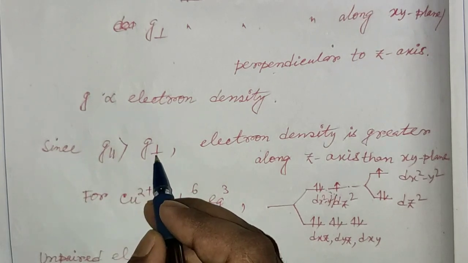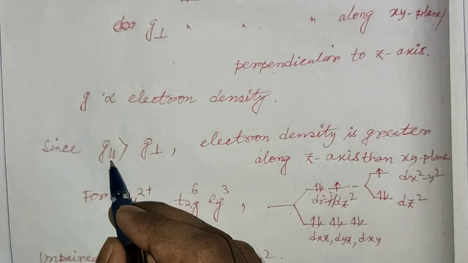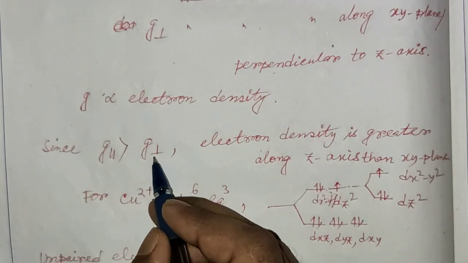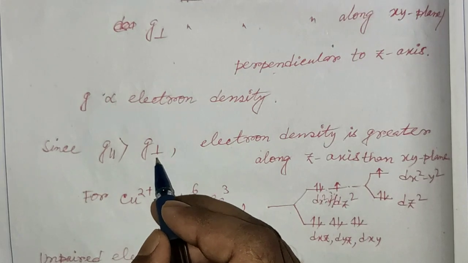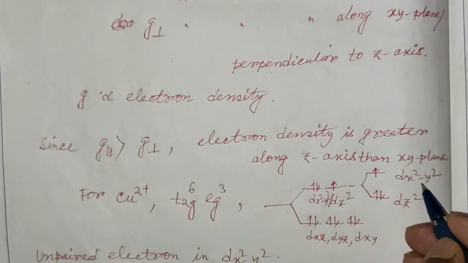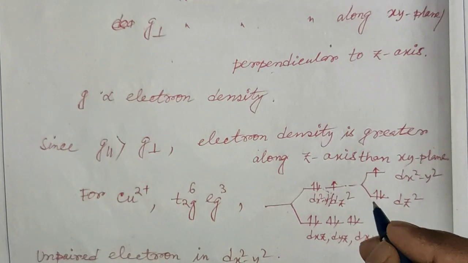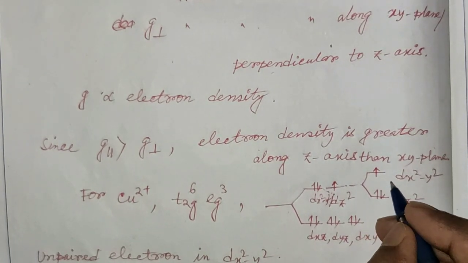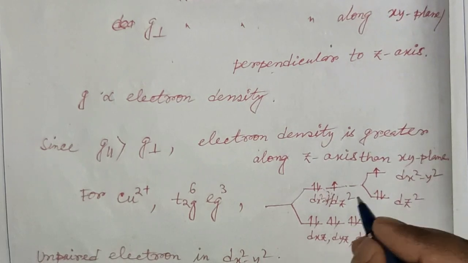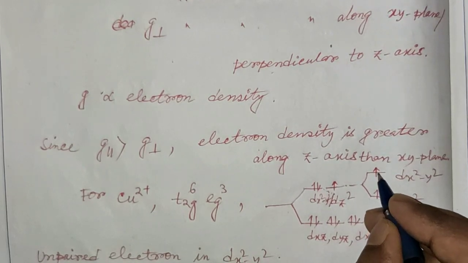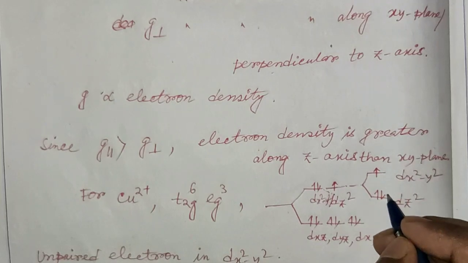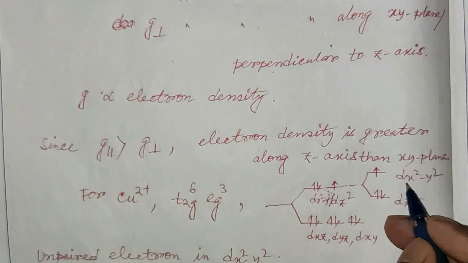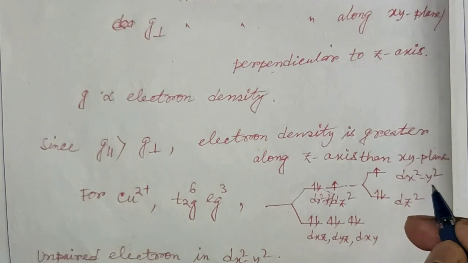is greater than g perpendicular, that means electron density along the z oriented orbital will be greater than the perpendicular orbital, that is the dx square minus y square orbital. So two electrons will be in the dz square orbital and the unpaired electron will be in dx square minus y square, since we have to fill three electrons in these two orbitals. That is, the unpaired electron is staying in the dx square minus y square orbital.